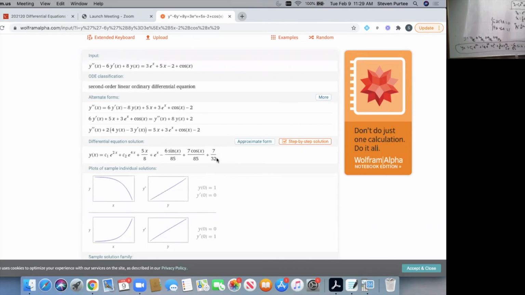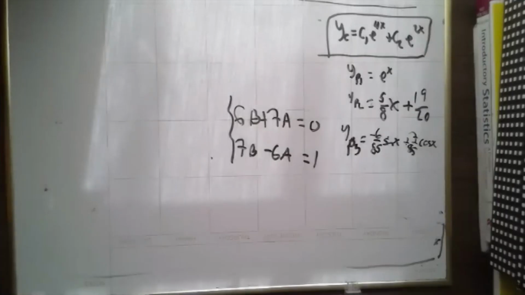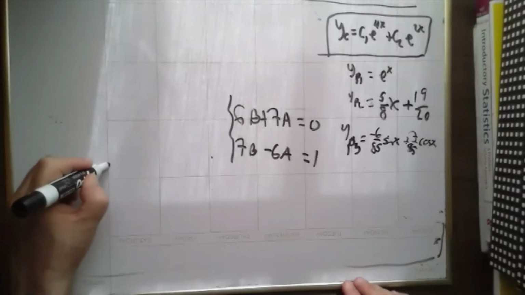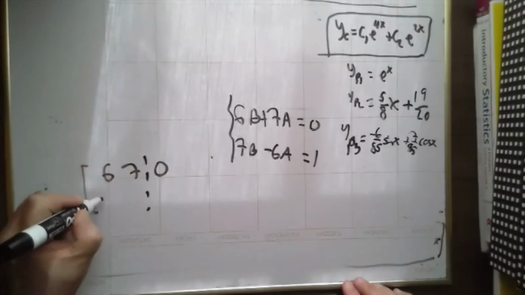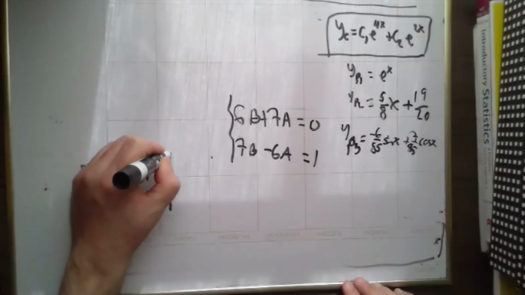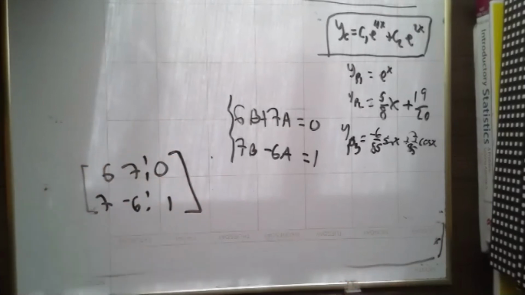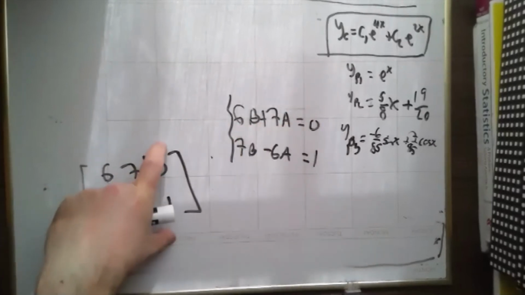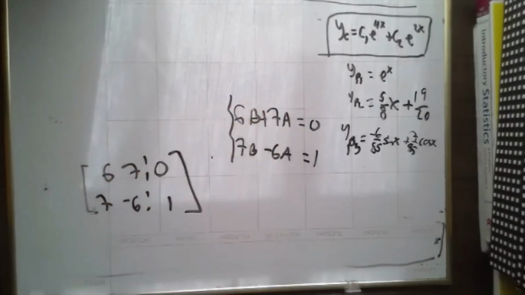Okay, let me show you how to do this system on your calculator. So we can build what's called the augmented matrix. So I want to turn this into a 2x3 matrix, 6, 7, 0, 7, negative 6, 1. So I took the answer vector over here and tacked it onto the end of my coefficient matrix from here. And let me pull up my calculator. Oh, I already have it open.